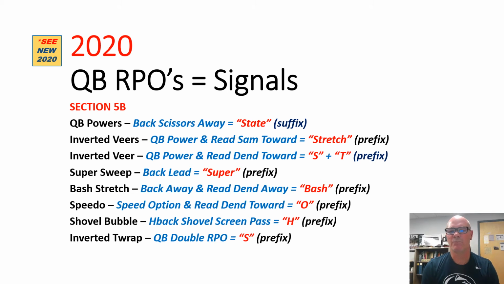If we want to do what's called a bash stretch, where we fake stretch action away and read the backside defensive end, for a give to the back running stretch weak or away, and then quarterback sweep or outside zone towards, we simply use a prefix again. Lobos would be the signal, again, for the upside down FSU chop, but we bash it into our hands. So it's a prefix, bash, Lobos. That's the signal and the term.